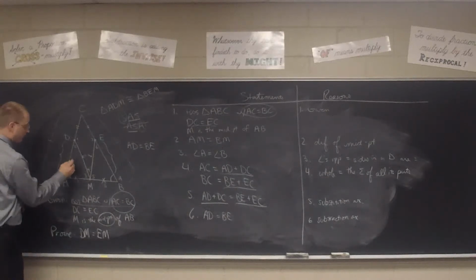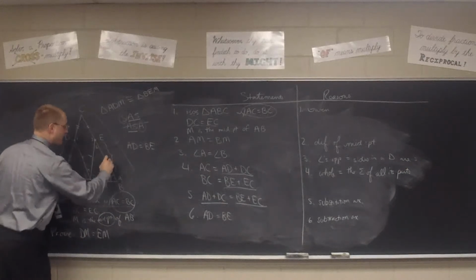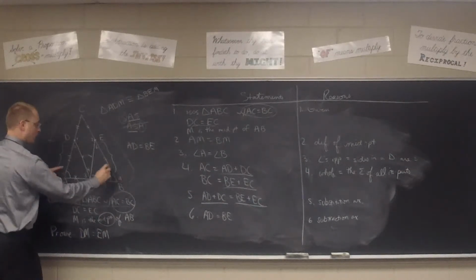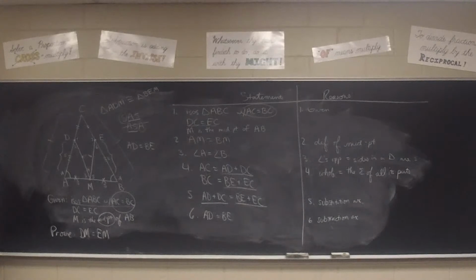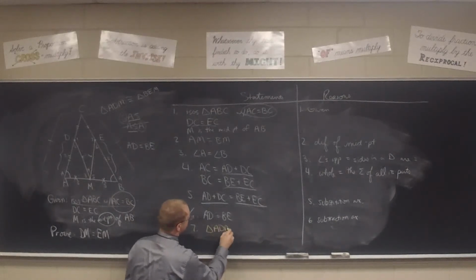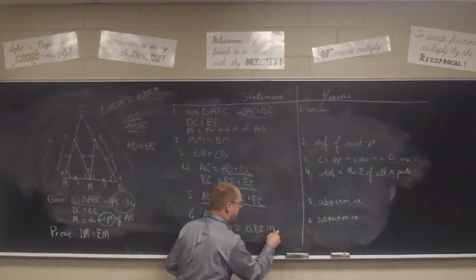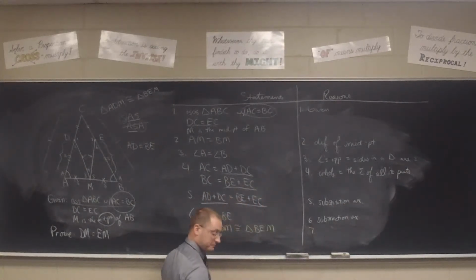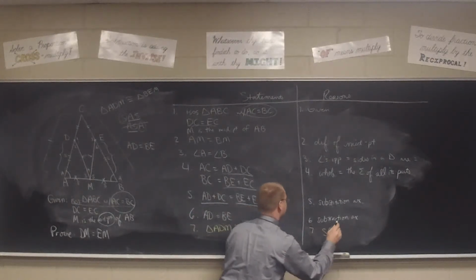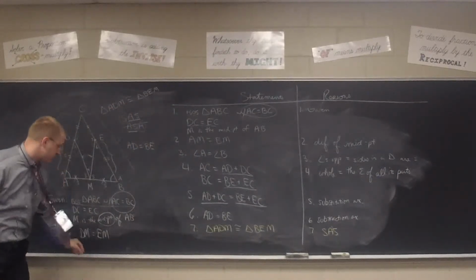And now, I broke my chalk. I mean, now we have side, angle, side. So my triangles, class, are congruent. Number 7, triangle ADM is congruent to triangle BEM by SAS, side angle side. All right. Any questions on this proof?